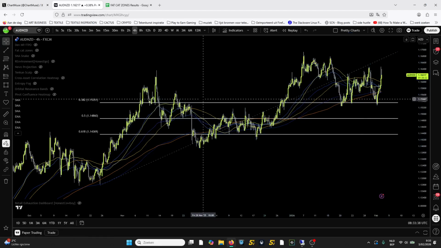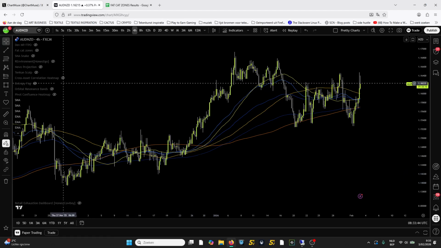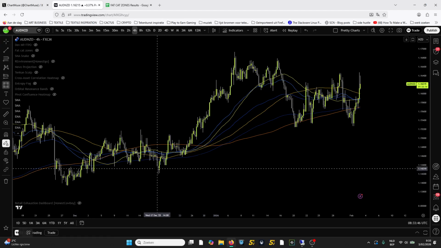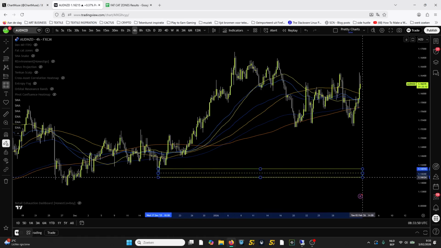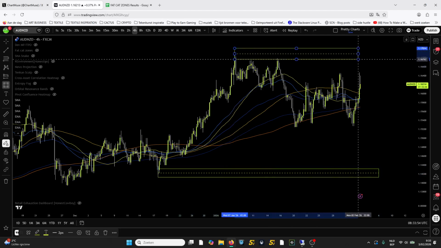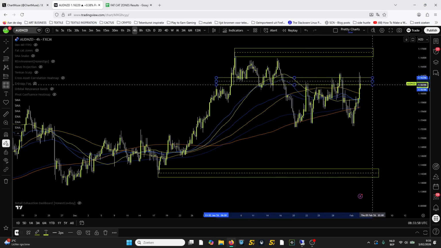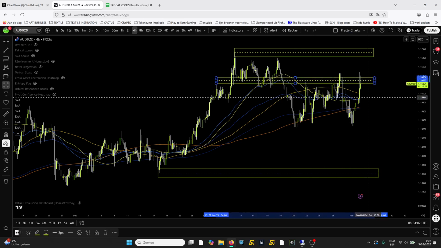For me personally, I use even something else to confirm it, and that is just support and resistance from these areas, the same areas the Fibonacci comes from. So I would take something like this low, draw a zone, this high, draw a zone, maybe this high as well. And you can see price is respecting this high.